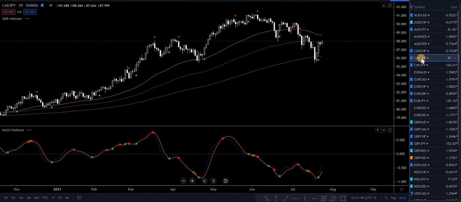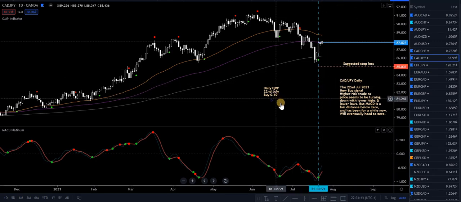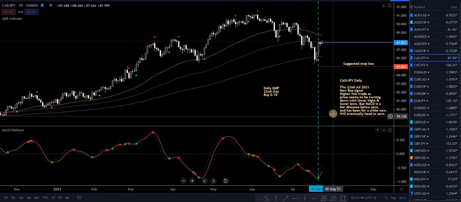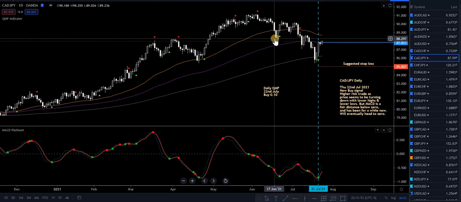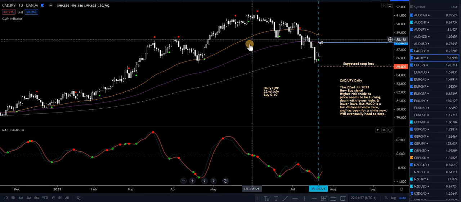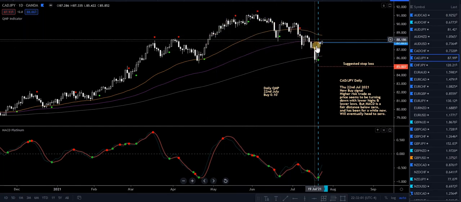Cad Yen. Another buy signal from a couple of days ago. Read the notes there. It's a high risk trade, yeah, because price does seem to be turning down. Lower lows, lower low, lower highs, lower highs. MAs are starting to roll over. You know, you just be careful.